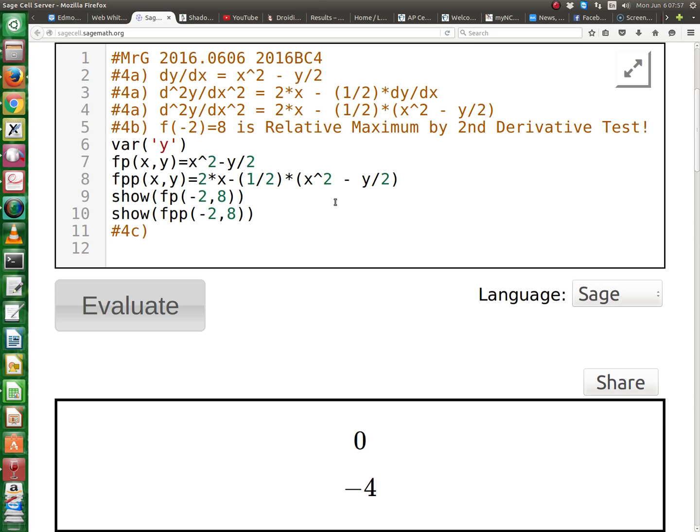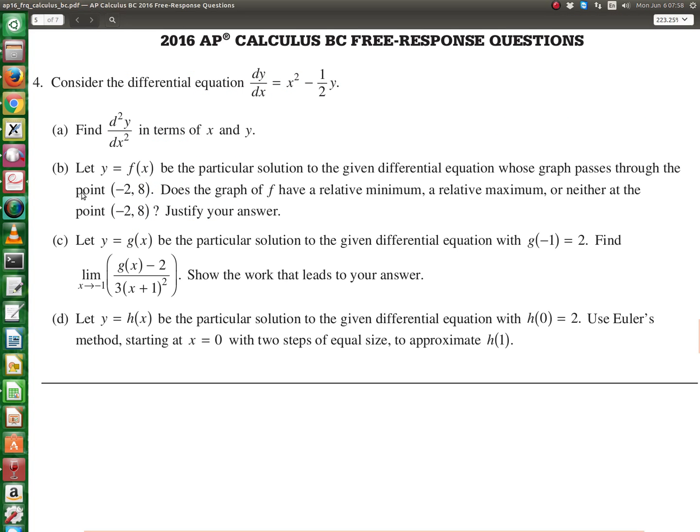We want to take the limit of g prime. How am I going to write this? All right, this is what we're going to do. We're going to take the limit of g prime over, well, by the way, what is the derivative of 3 times (x plus 1) squared? 6 times (x plus 1). Right, so 6x was 6, is that right?